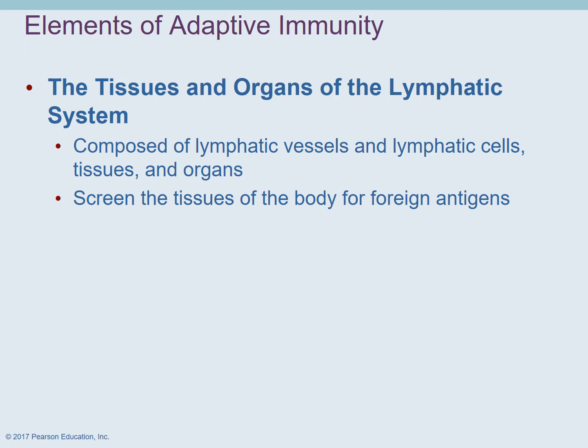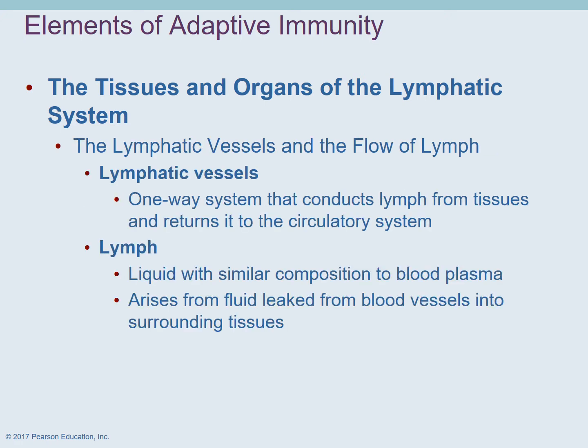Now, along with the immune system, it works with the lymphatic system. So just a quick review. The lymphatic system is composed of the lymph vessels, some of the tissues and organs. The purpose is to be recognizing, always searching for any type of foreign substance in the body. The lymphatic vessels do move the fluid, which is lymph. It's similar to the blood plasma.